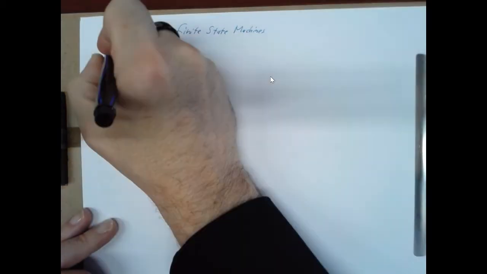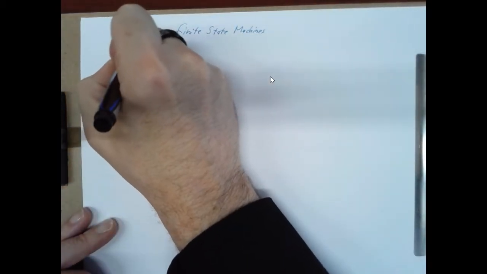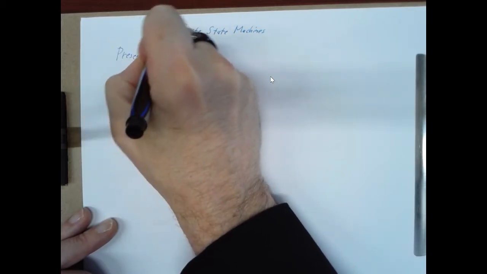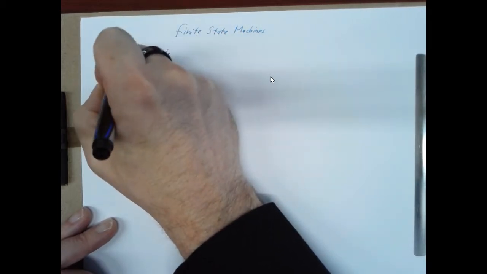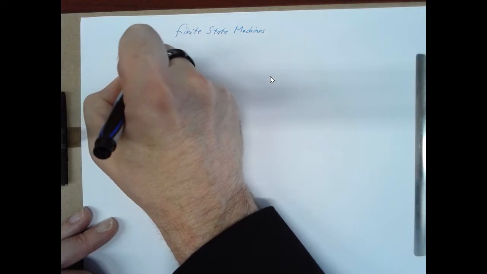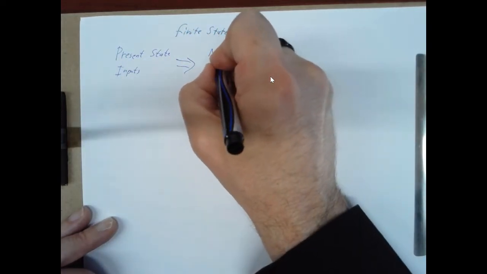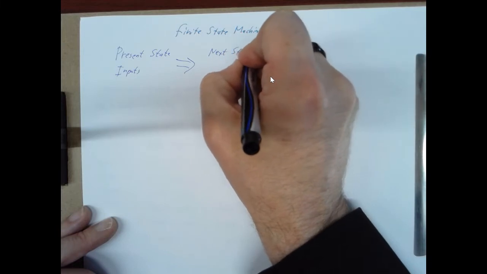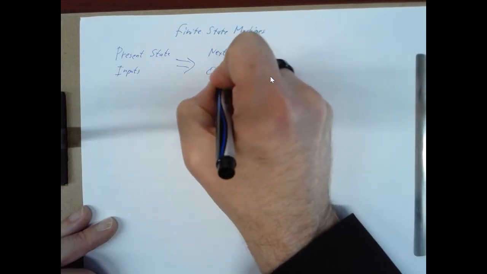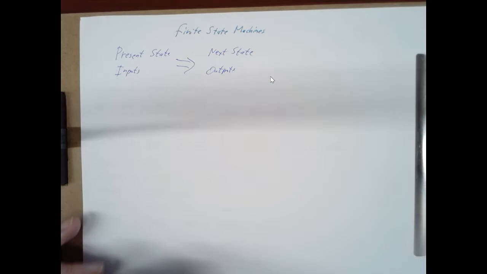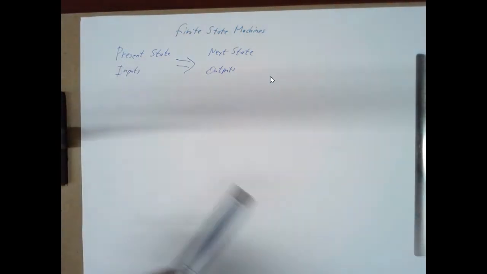So basically it's present state and inputs, and then clock ticks, and that takes you to a next state and outputs. After the clock ticks, that next state becomes your present state. And whatever the current inputs are are evaluated on the next clock tick to give you a next state and new outputs.